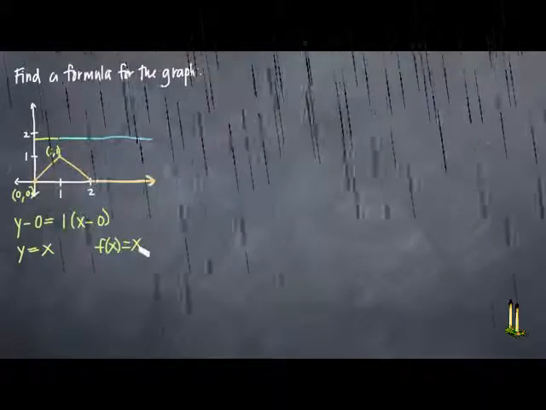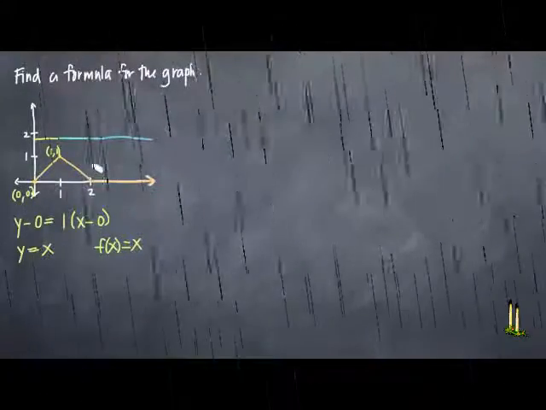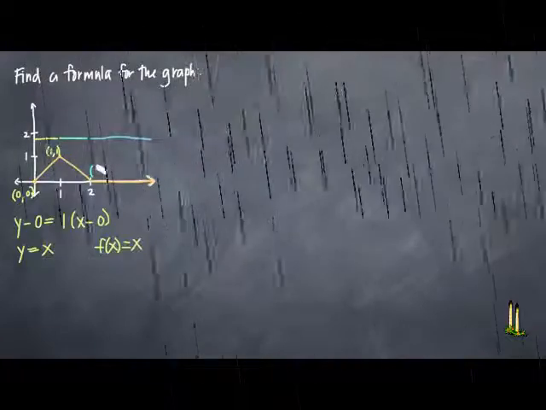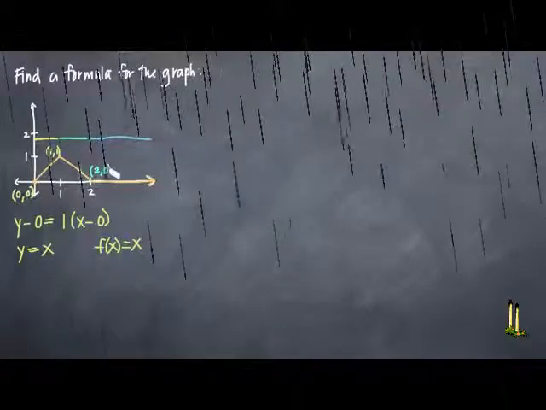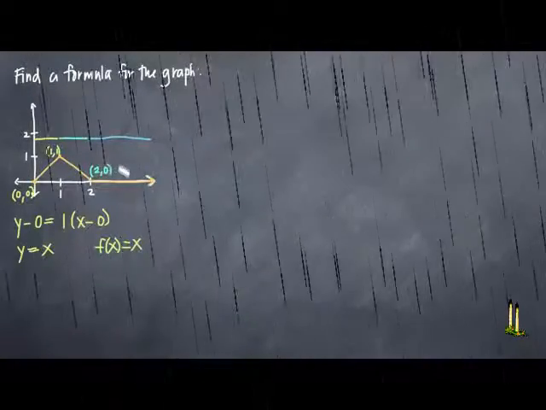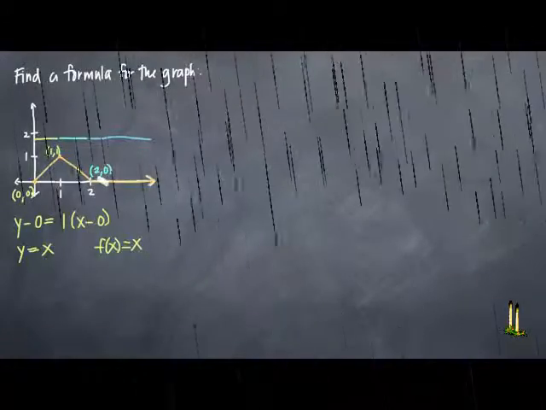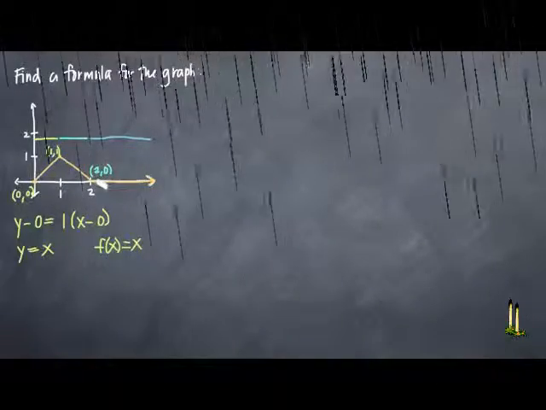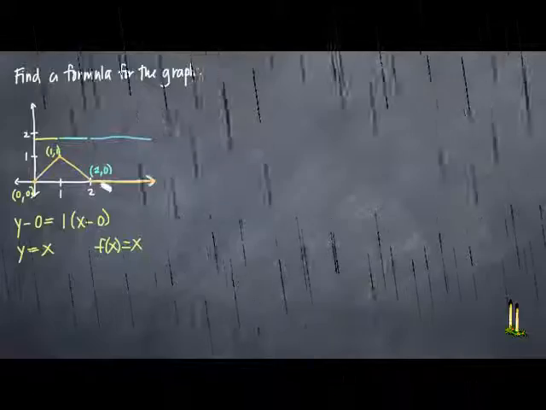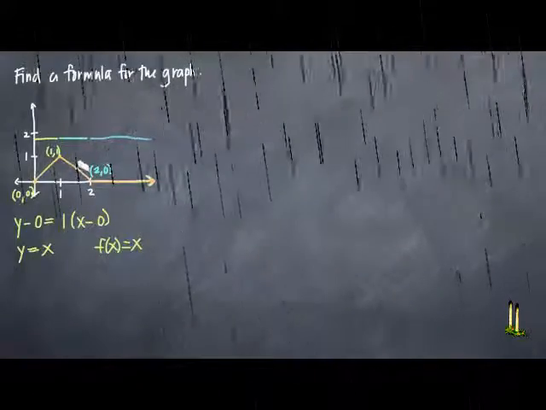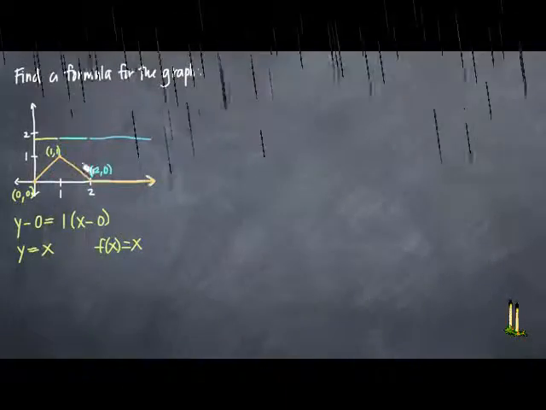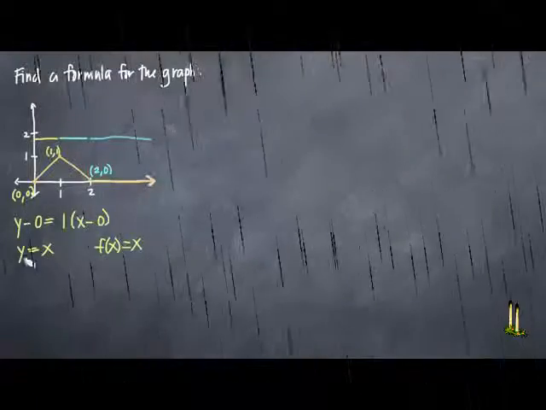For the second section, we can do the same thing. We know it intersects the points 1, 1 and 2, 0. We also know based on these 2 points that the slope of this particular section of our piecewise defined function is negative 1, because we have a linear function running through the points 1, 1 and 2, 0, and the slope of that line is negative 1.